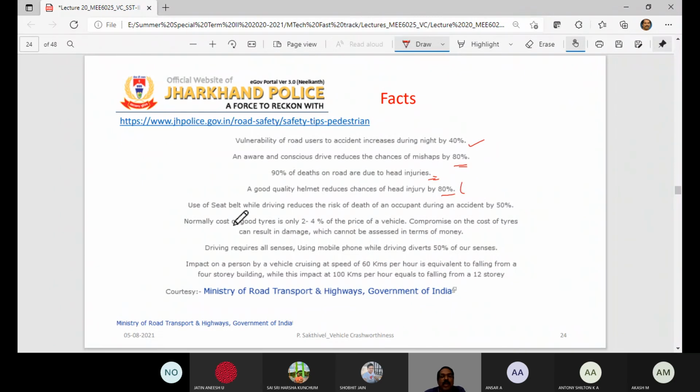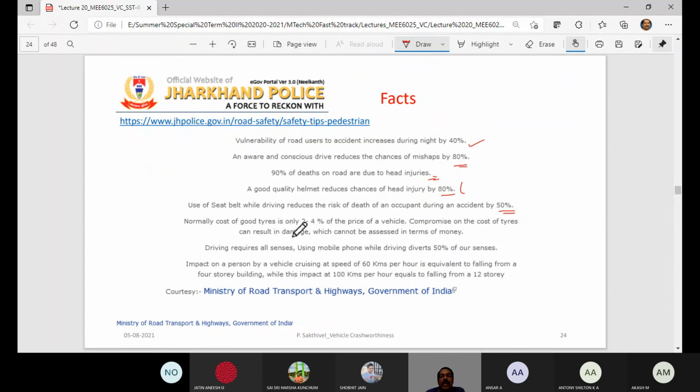Use of a seat belt while driving reduces the risk of death during an accident by 50%. See, if everyone wears and follows this, whatever the statistic that we had earlier, that would come down. So passive restraint system should be used appropriately.